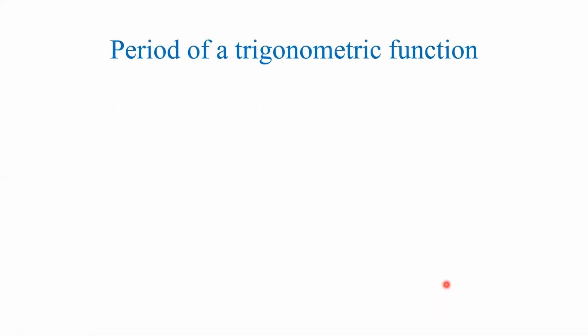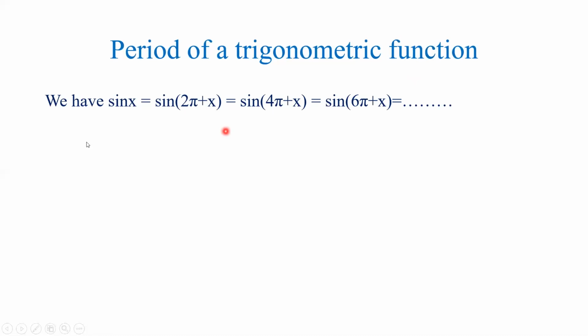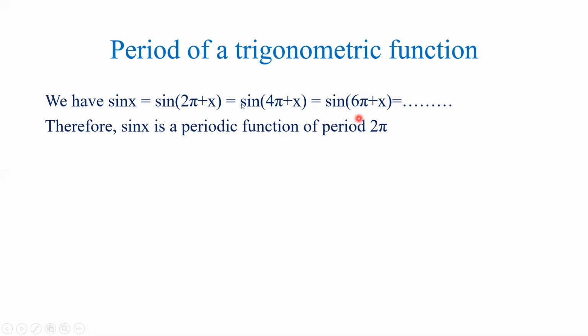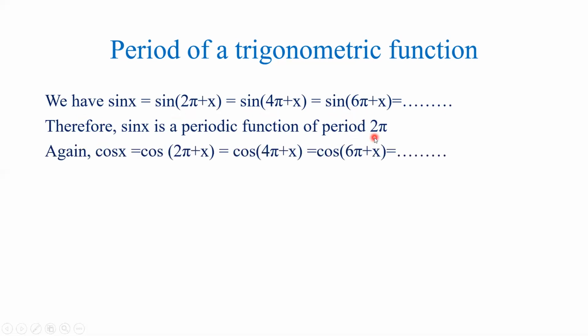Now, period of a trigonometric function. We have value of sine x and value of sine (2 pi plus x), and value of sine (4 pi plus x), value of sine (6 pi plus x) are same. All are sine x. Therefore, after 2 pi, 2 pi, 2 pi, value will be same. Therefore, sine x is a periodic function of period 2 pi.